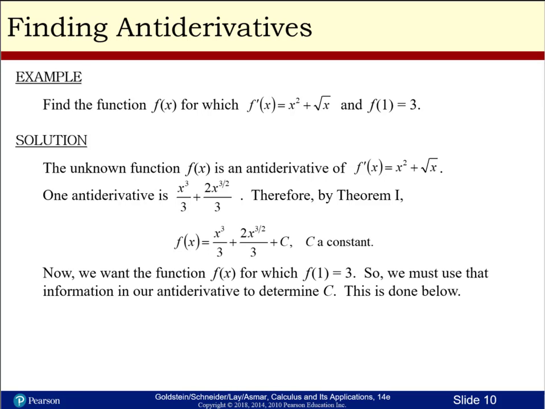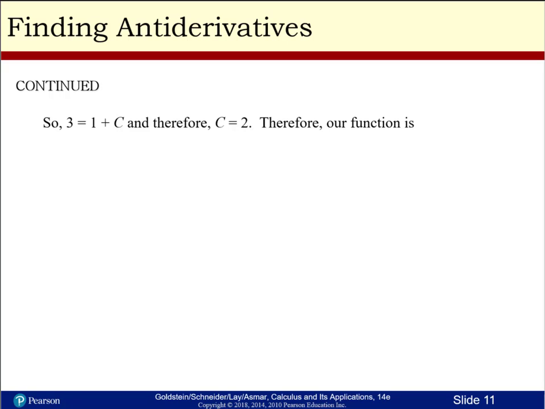Now, what we want is a function for which f of 1 is 3, so that's going to give us our constant. We'll plug in a 1 for x, and we know that f of x is 3. So we say 3 equals f of 1. We'll plug in that 1 and solve for c, and I end up with 3 equals 1 plus c. So c must be 2, and our function is x cubed over 3 plus 2x to the 3/2 over 3 plus 2.